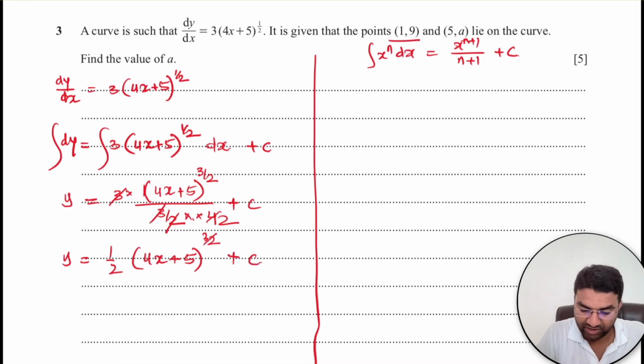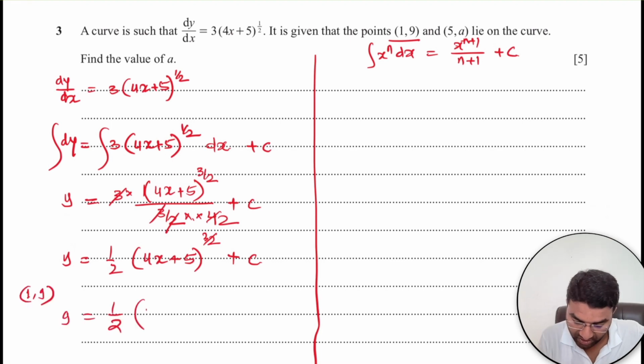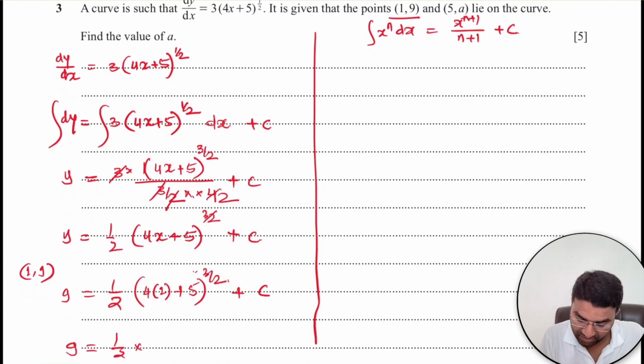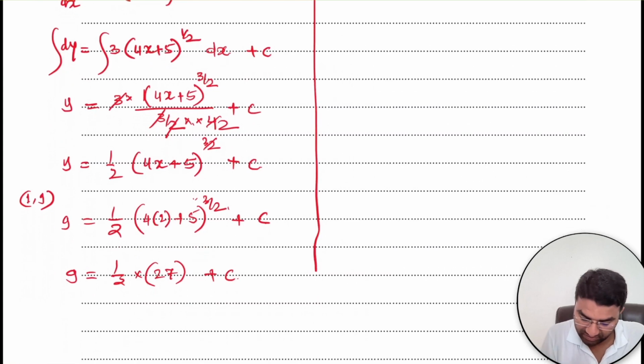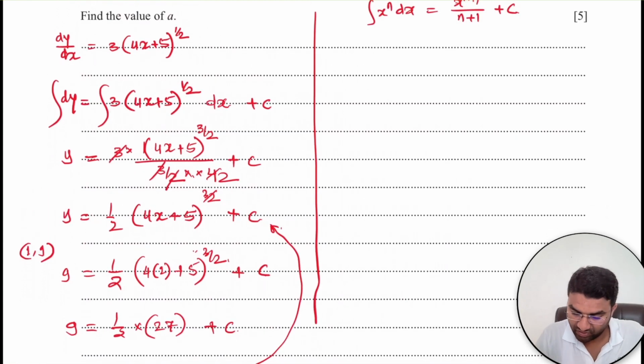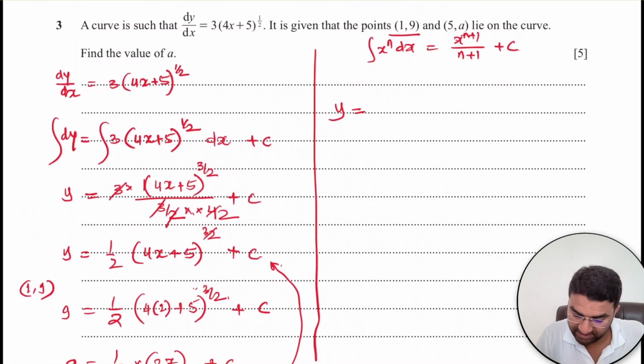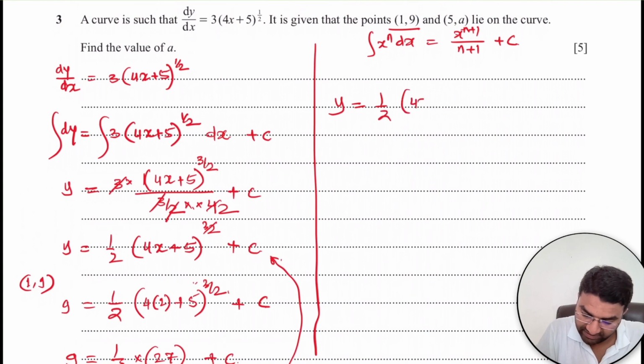Now use the first point (1, 9): 4 times 1 plus 5, raised to 3 by 2. Now the square root of 9 is 3, and 3 raised to 3 is 27. So here 9 is equal to 1 upon 2 times 27 plus c, and if you do the simplification you will get c is equal to negative 4.5. Substitute in this equation. So we will get y is equal to 1 upon 2 times (4x plus 5) raised to 3 by 2, minus 4.5.